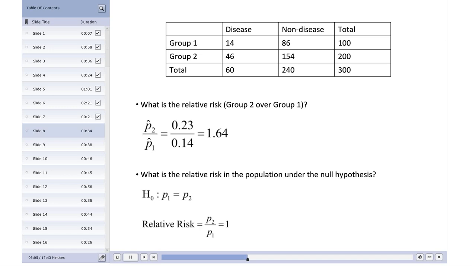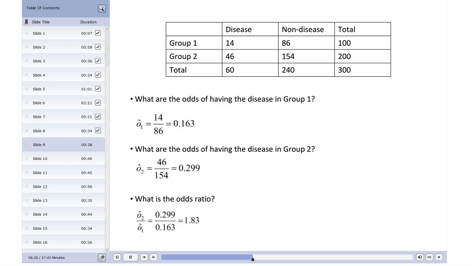Well, what about the relative risk in the population? The relative risk in the population is equal to P2 divided by P1. But if P1 is equal to P2, then P2 divided by P1 is just going to be equal to 1. So this is a pretty interesting question. It shows us that if the null hypothesis is true, then the relative risk in the population is equal to 1.